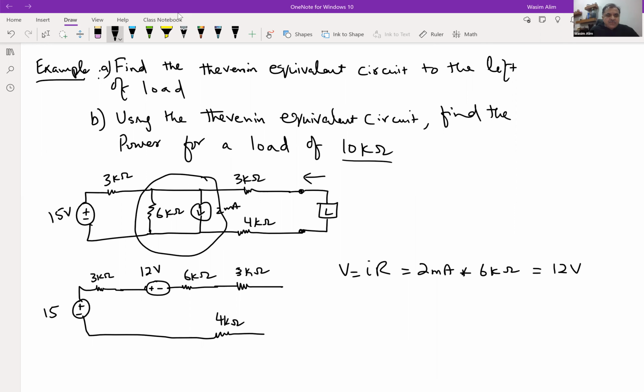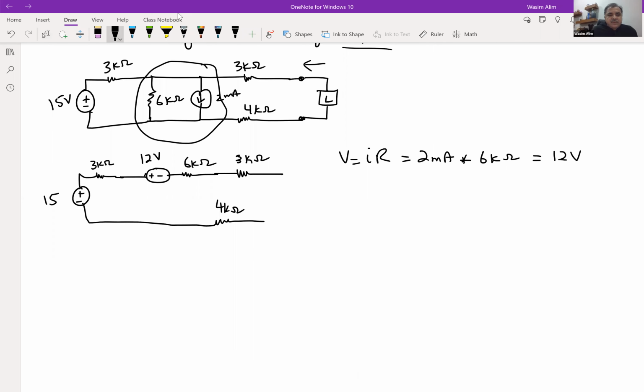Okay, so let's go ahead and do that. So I get 3 volt from there, and then I get 16 kilo ohms if I combine everything.